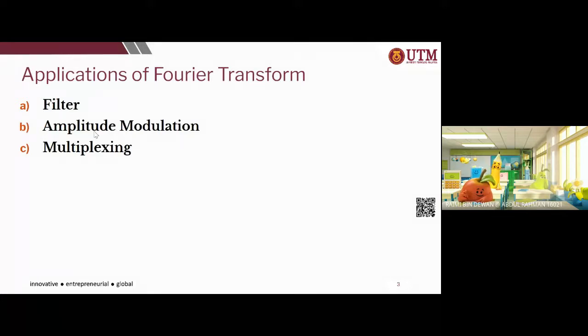Okay, so first is filters. The word filter itself means that we allow something and we filter out something. It means we allow something and we block something. The word filter is already self-explanatory. It is just like when you try to make coffee or tea from tea leaves: you filter out the leaves, but you take the water.